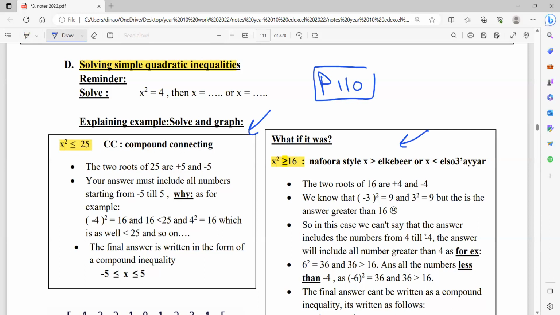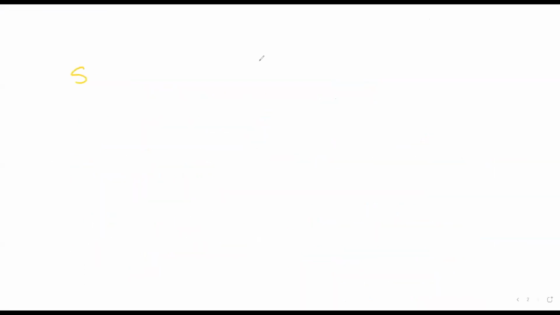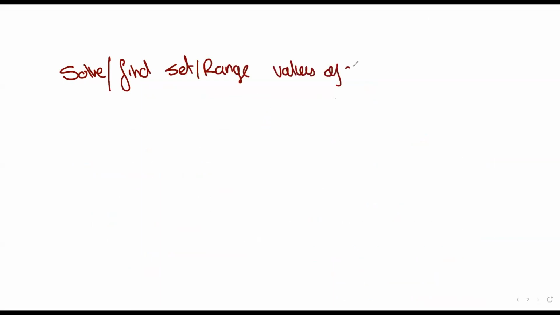Now let's take this example over here, x power 2 less than 25. Okay, so the objective now... no, I won't use yellow. What is this yellow? Let's take burgundy. Okay, so the question would say solve, actually mainly the question for inequalities is solve or find the set or the range of values of x. Mainly that's the question.